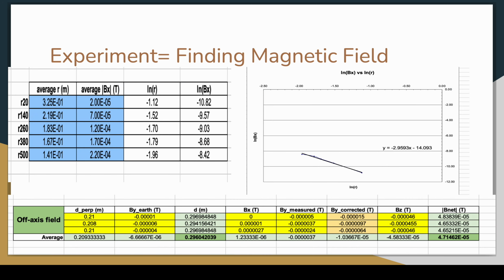Now, this is the data from the experiment. As you can see, ln Bx versus ln r, the slope was negative 2.959. And we can see the average of ln r and the average of ln Bx. And for the off-axis field, these are the measurements found below.